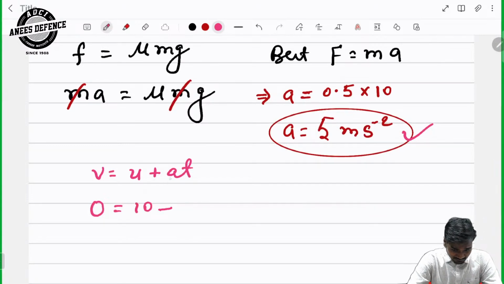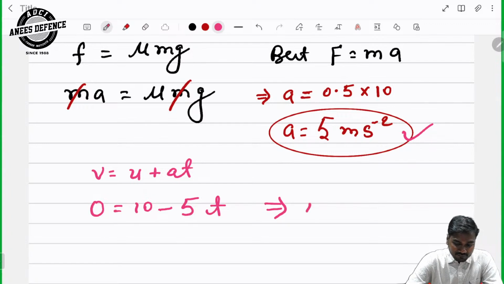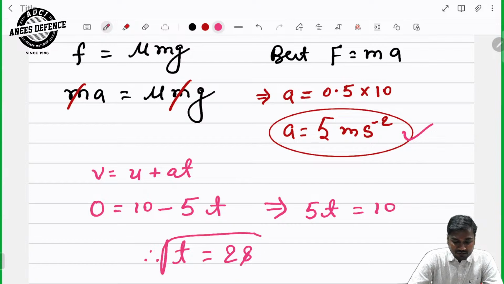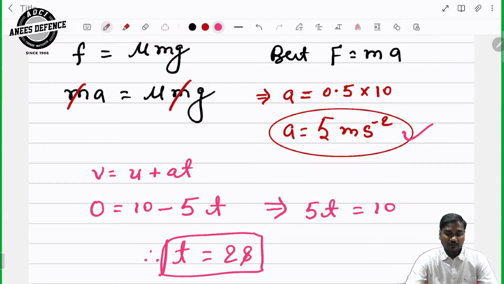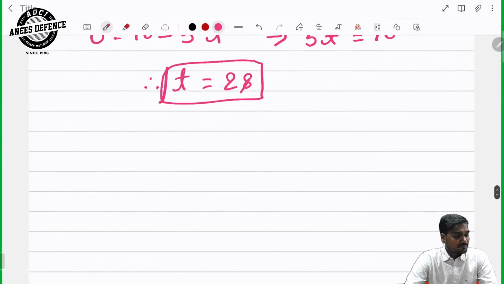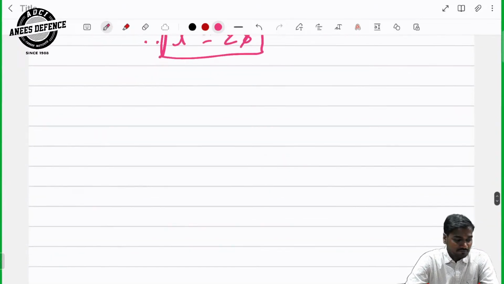Acceleration will be negative, minus 5 into t. So take 5t to the left hand side. So what can you write? 5t is equal to 10. So hence t is equal to 2. Unit, second. Understood? Yes, sir. Next question. Time is equal to 2 seconds. Okay.